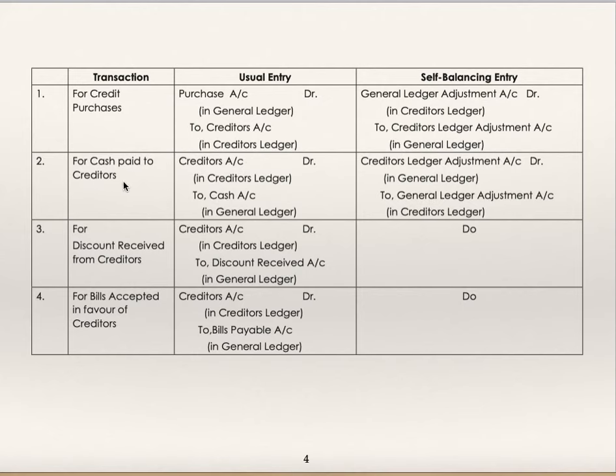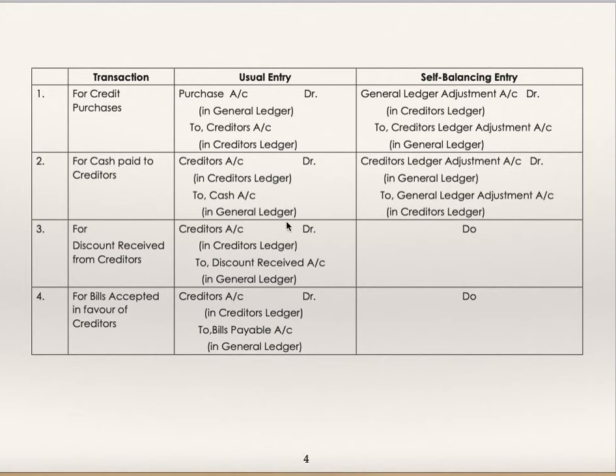For cash paid to creditors, creditors balance will go down. So creditors account debit to cash is normal entry, usual entry, and self-balancing entry would be creditors ledger adjustment account to general ledger adjustment account. In normal entry, usual entry, you are debiting creditors. So in self-balancing entry, you would be debiting creditors ledger adjustment account.